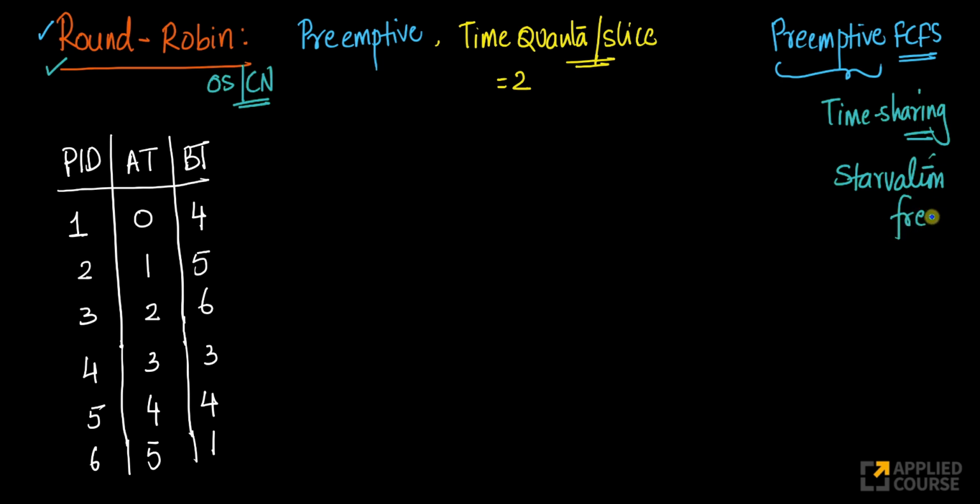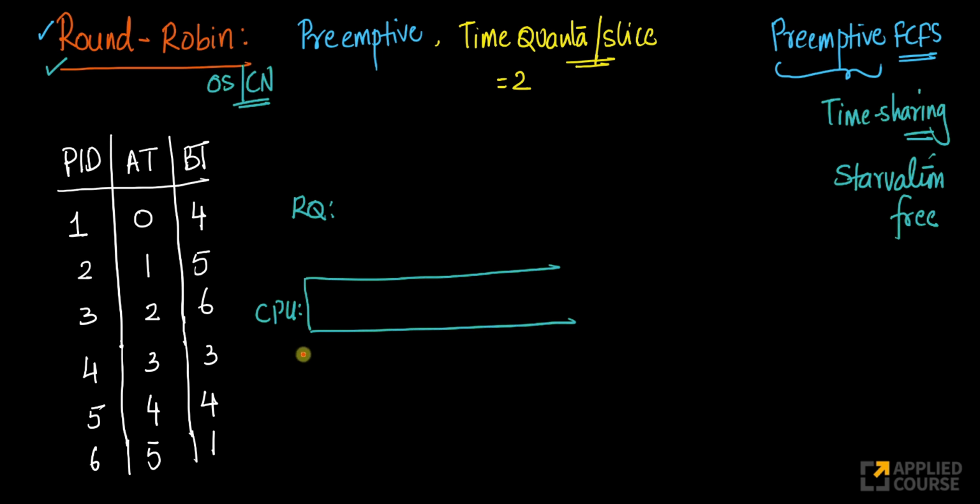Now let's understand how the whole thing works. Let's assume I have my ready queue here, and this is my Gantt chart. Maintaining your ready queue is very important to understand how everything works. So this is my CPU Gantt chart. Let's assume I'm at timestamp 0. At timestamp 0, only process 1 is in my ready queue.